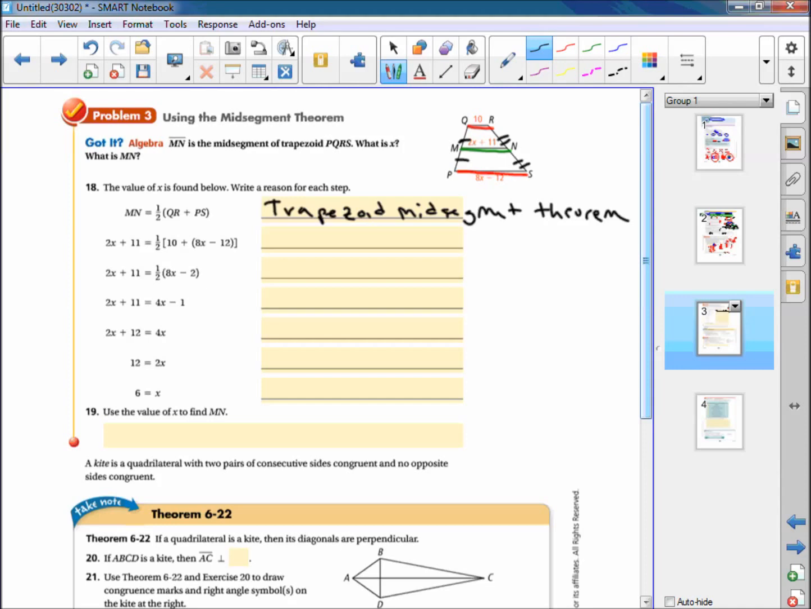Okay. All right, so then we're going to plug in some stuff here. So we're going to substitute 2x plus 11 for MN. And then we're going to substitute 10 for QR, and we're going to substitute 8x minus 12 for PS. And this is just a substitution property. So we're just doing a substitution. Okay. All right, and then we're going to simplify a little bit. So first we're going to simplify the inside here, combine our like terms. So we're going to put the 10 and the negative 12 together.